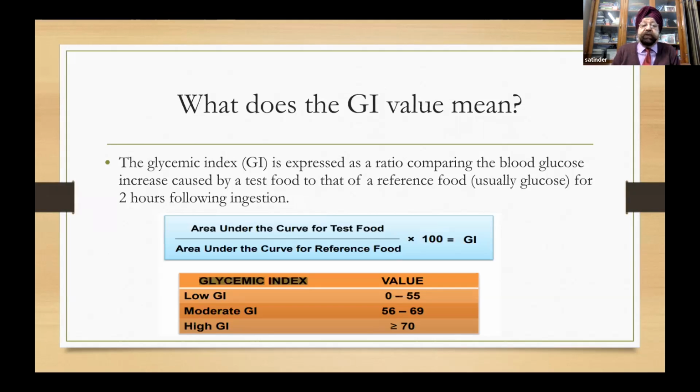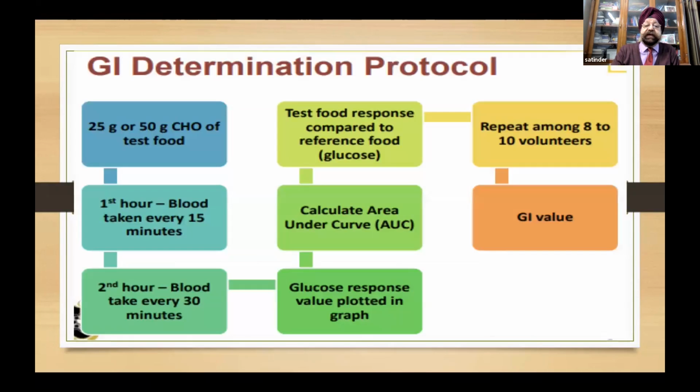A value below 55 is considered a low GI. Moderate is 56 to 69, and 70 and above is considered high.